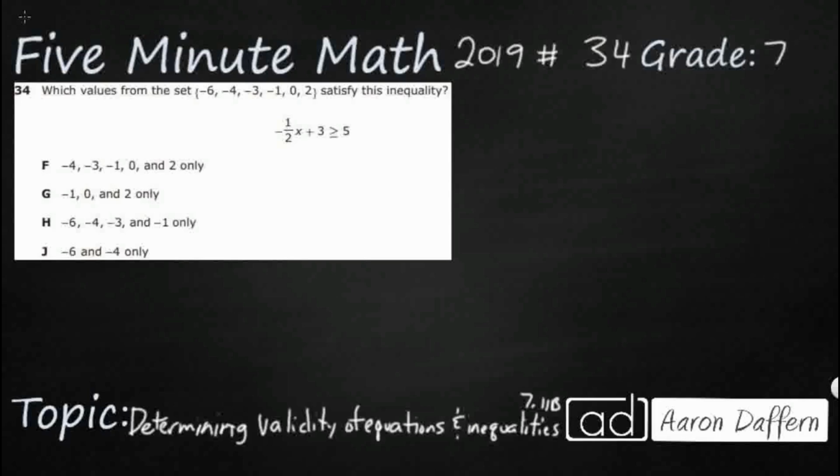Today we are looking at the 7th grade concept of determining the validity of equations and inequalities. This is standard 7.11b in the great state of Texas, and we are using item number 34 off the 2019 released STAAR test. If you have not done so already, please go ahead and take a moment to pause the video, work this problem out on your own, unpause it, and we will look at our answers together.